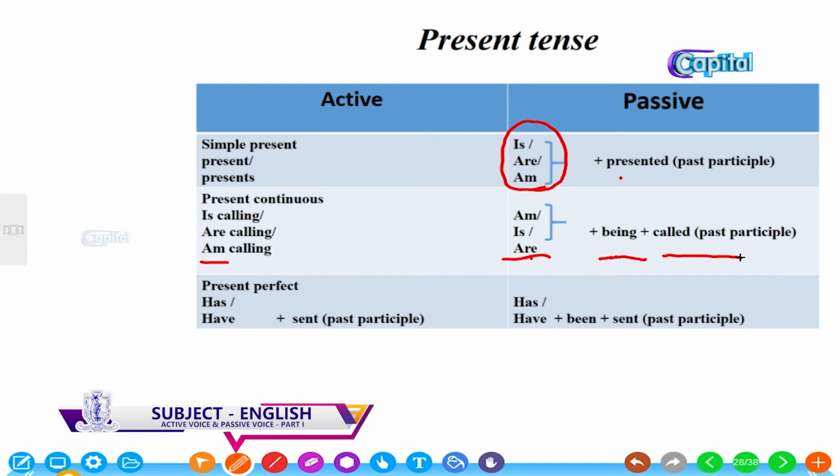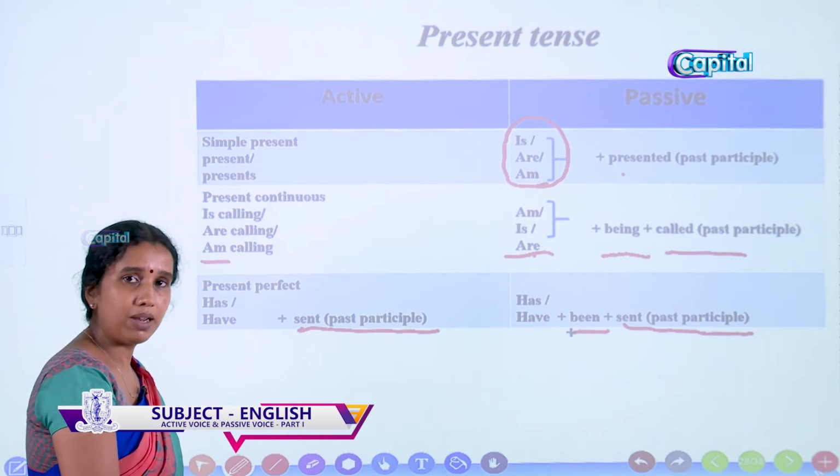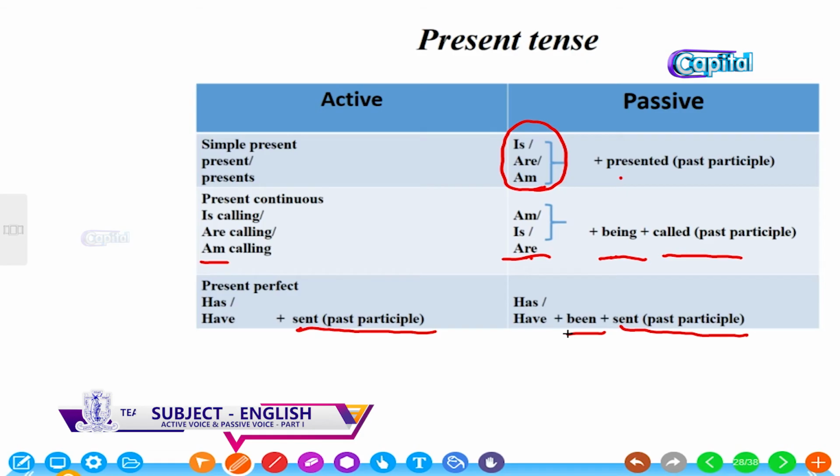And for present perfect, has or have plus past participle is the active form, and when we change it, we have to add a be plus past participle. So, already the main verb is in past participle form, so we do not change it, but when we add the be verb, we add it as been: has been plus past participle, or have been plus past participle is used here.